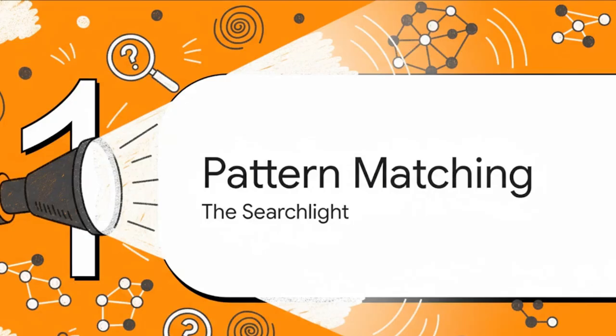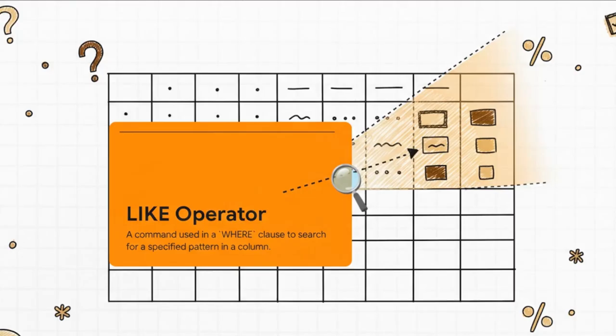Okay, our first tool in this data finding toolkit is what I like to call the searchlight. It's perfect for those times when you kind of know what you're looking for, but maybe not the exact details. It's all about finding patterns in text. This searchlight is officially called the LIKE operator, and you use it inside a WHERE clause to basically tell the database, hey, go look in this column for me and find anything that looks like this pattern. It's incredibly powerful for digging through text.